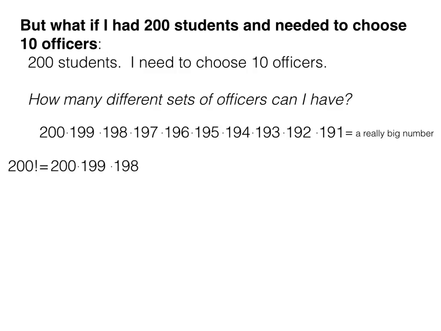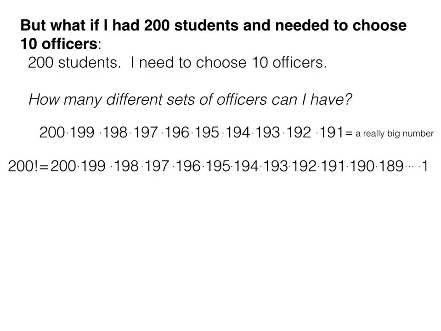Because 200 factorial keeps going, looks the same, looks the same, but it keeps going all the way down to 1. So maybe this is helpful if we could get rid of the ones that we don't want. Well, we don't want the 190, so we can get rid of it by dividing by 190. We don't want the 189. We can get rid of it by dividing by 189. And we can keep doing this, divide by 188, 187, all the way down to 1.